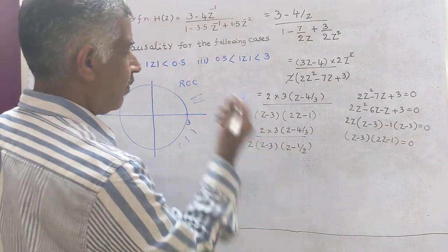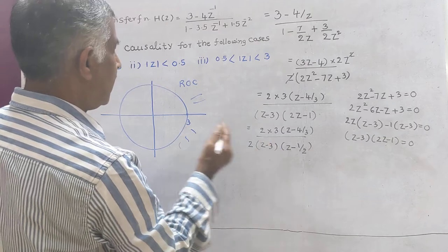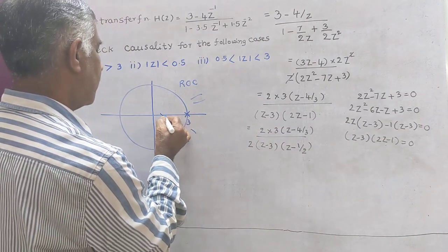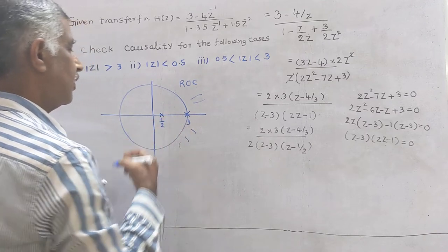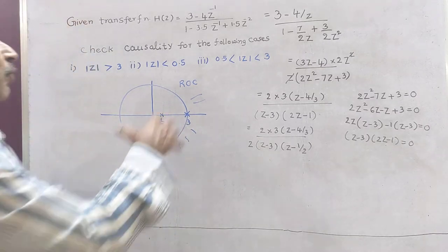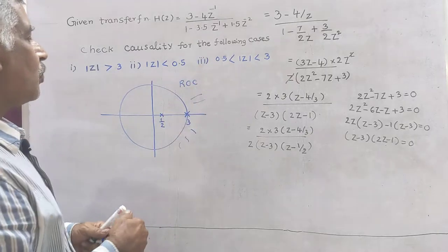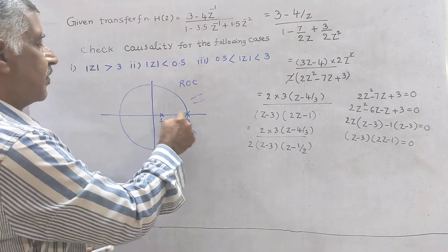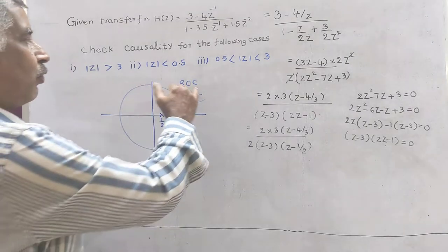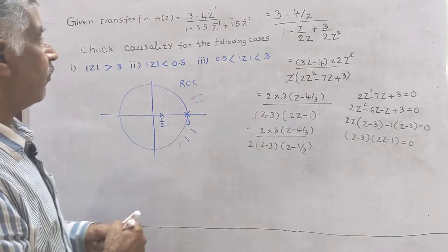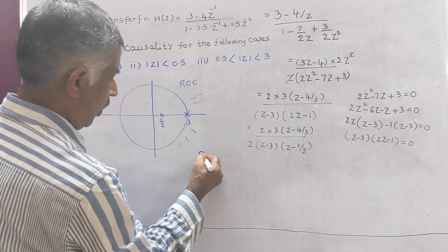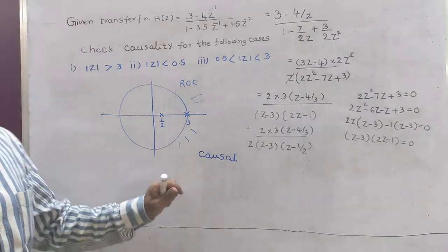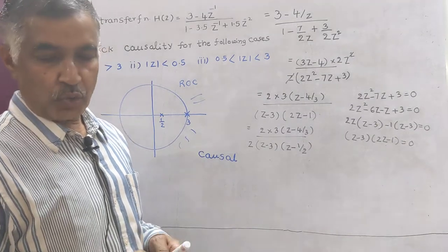I will locate the poles. First, z equal to 3 and z equal to half. Now compare the ROC. This is the maximum radius, that is 3, and the ROC is greater than this. Therefore, the system is causal. This is how you have to come to the conclusion.